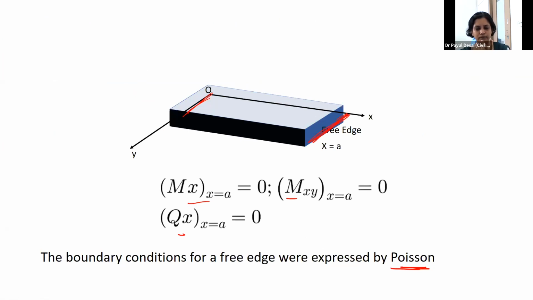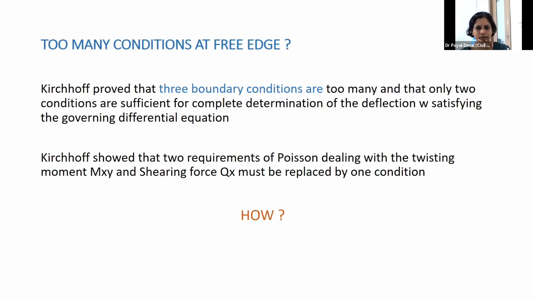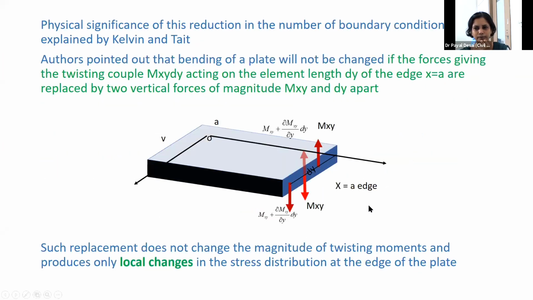We need to make it from 3 to 2, and then what I can do is replace Mxy with Qx. I replace it with a force couple instead of the moment of the same magnitude. So if I know the magnitude of the moment, I can replace that in the form of a couple. So the numerical magnitude will be the same. Whether you are replacing it with the couple of forces or with the moment of the same magnitude is going to be the same, and that's the logic behind this.